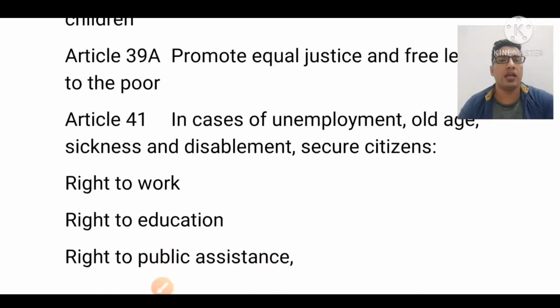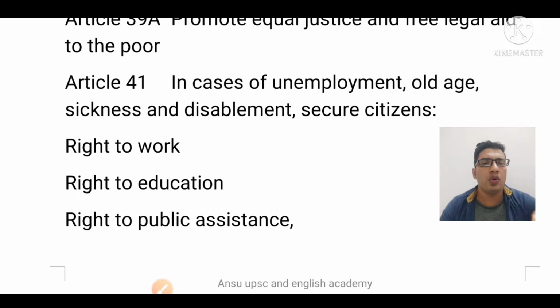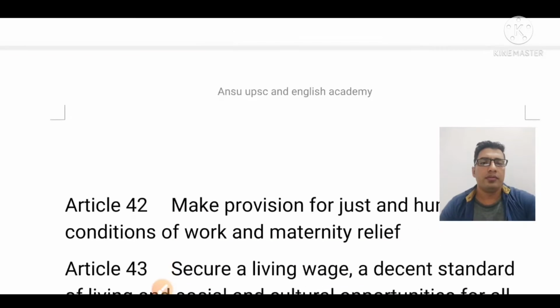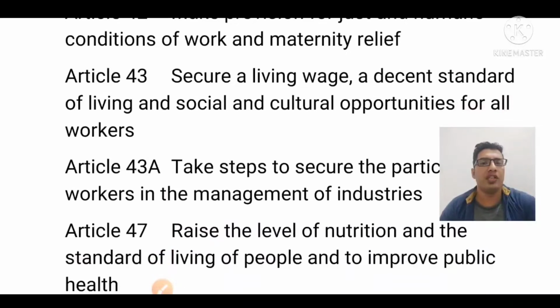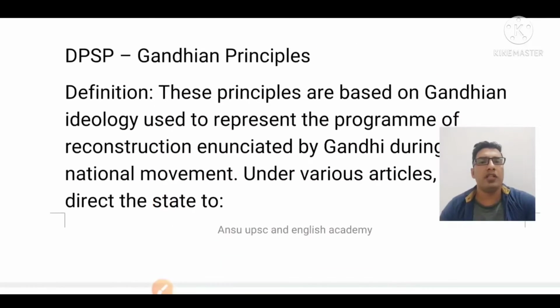And Article 39A, Article 41, and you can read out all the things from here, whatever is provided here. I am scrolling, that's why. And Article 42, 43, 43A, 47, and the Gandhian Principles.